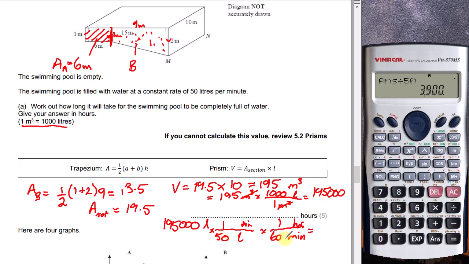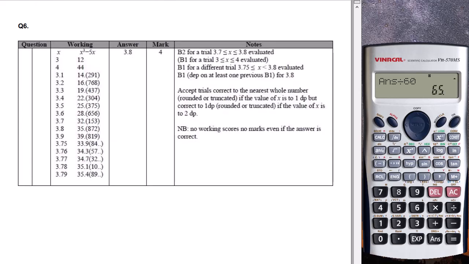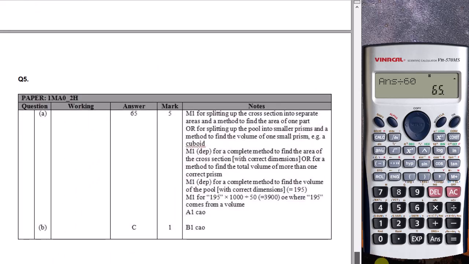3,900 minutes. Divide by 60 to tell us the number of hours. It says it's going to take 65 hours. Let's just whack down to the end and see if that's what it says. 65 hours, there we go.